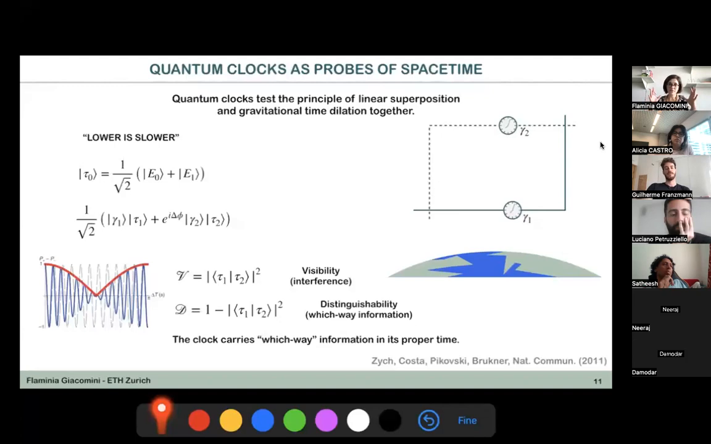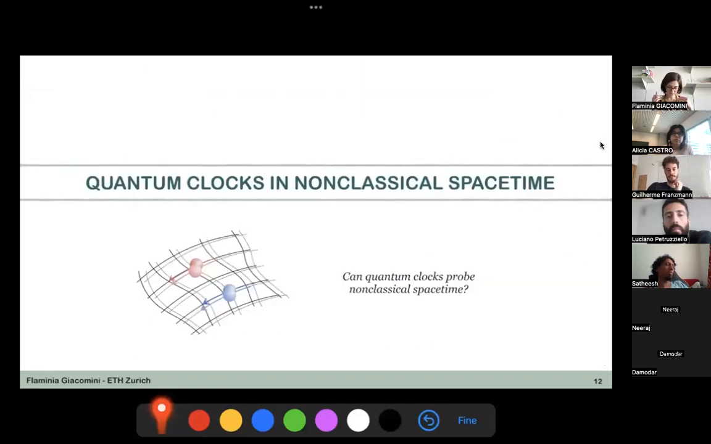Okay, so I'm really putting an emphasis on this result because I think it's very important to understand in which sense quantum clocks encode information about the gravitational field. And it's something that can be quantified, so that's very important. Okay, so now, non-classical spacetime.